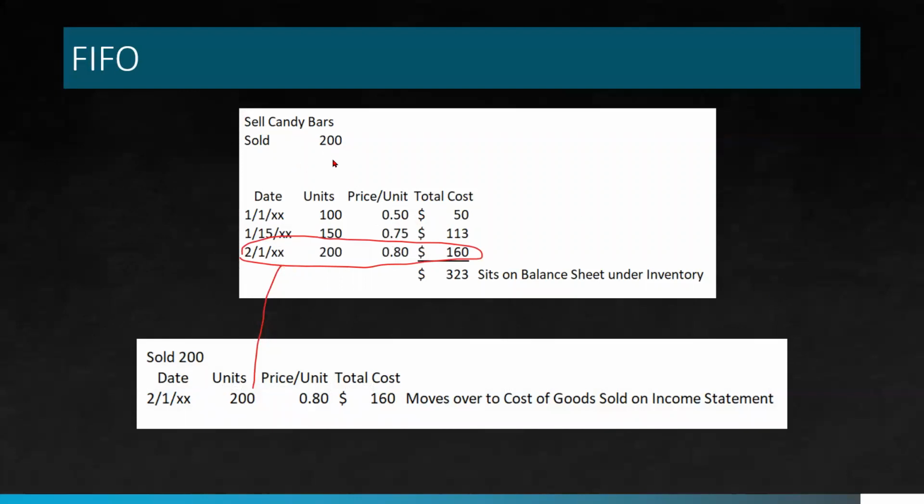So for 200 candy bars, it cost me 80 cents from February 1st at $160. I don't need to use any of this other inventory because 200 is the number that was sold. So $160 moves over to the cost of goods sold on the income statement.